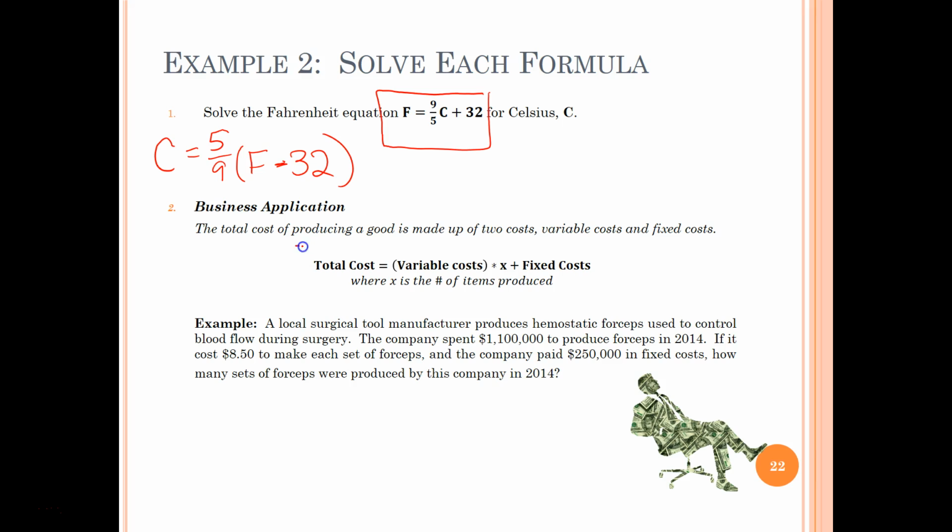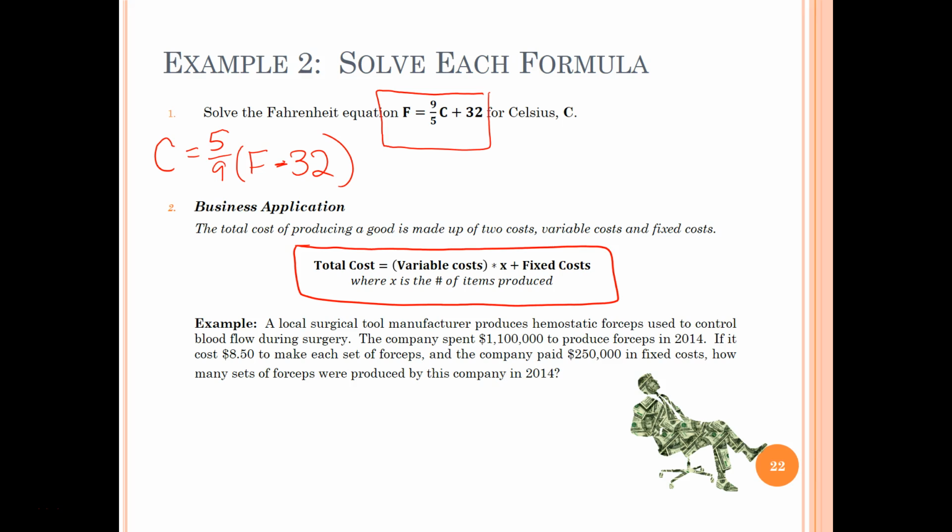Anytime you look at the cost of producing a good, it's made up of two things: variable costs and fixed costs. Variable costs really depend on the number of units produced or sold, and fixed costs are the same whether you make 10 or 10 million of something, like, for instance, the taxes on a space you might be utilizing to produce these goods.